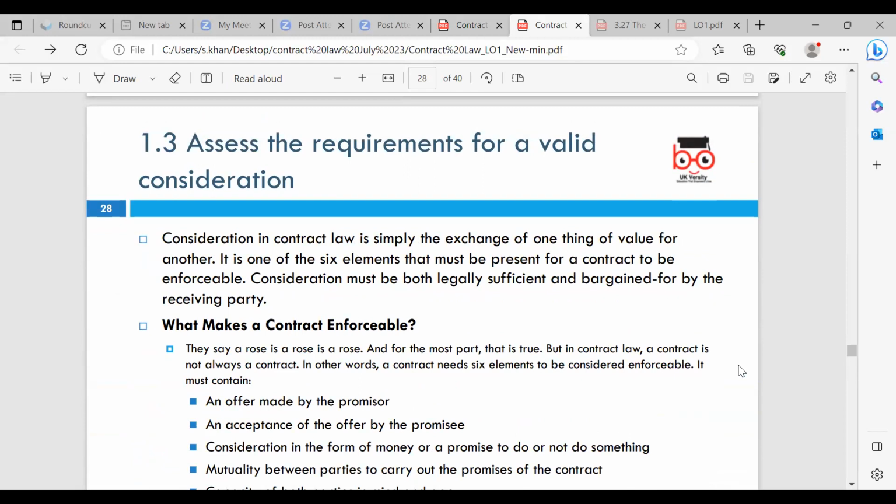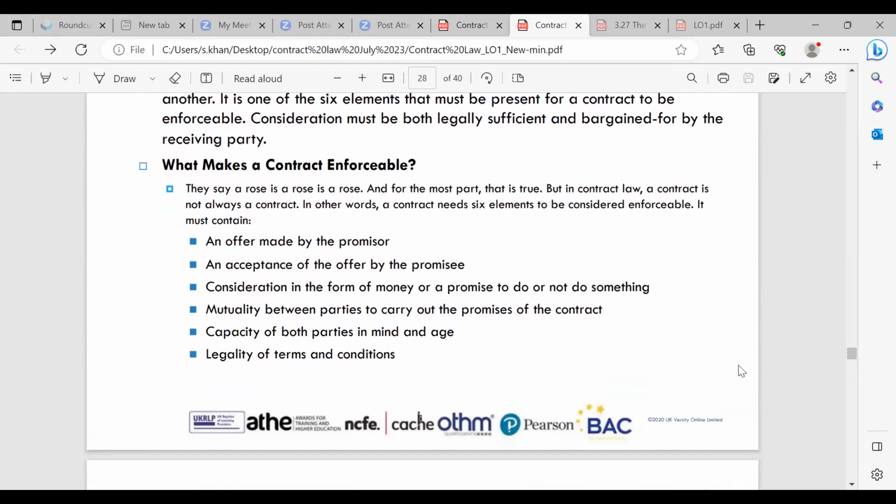It is one of the 6 elements that must be present for a contract to be enforceable. Consideration must be both legally sufficient and bargained for by the receiving party. What makes the contract enforceable?